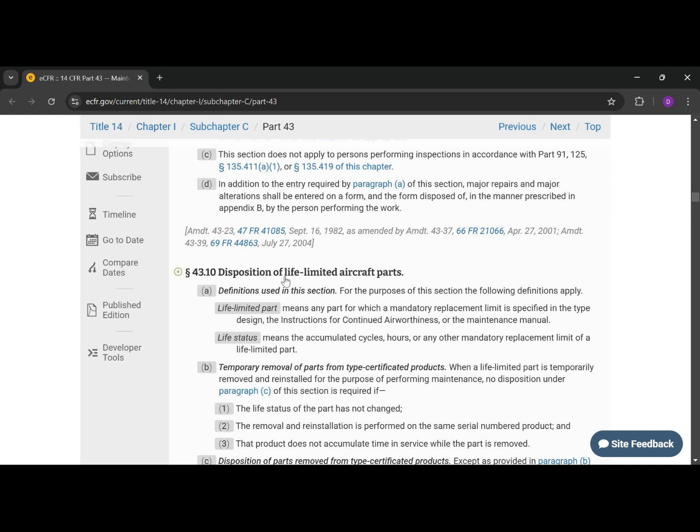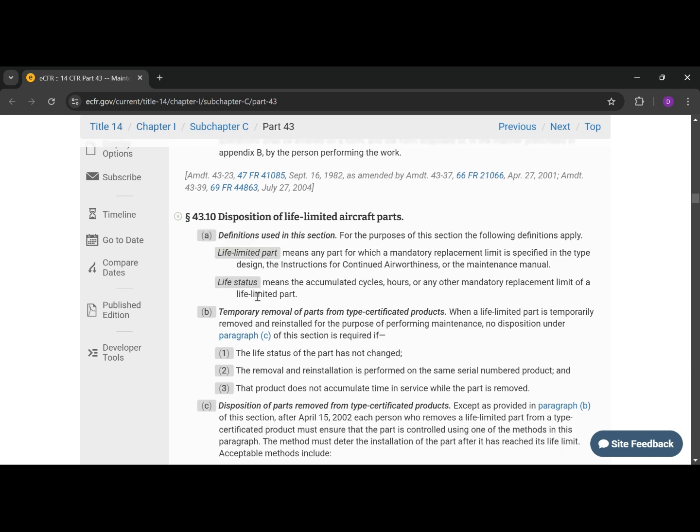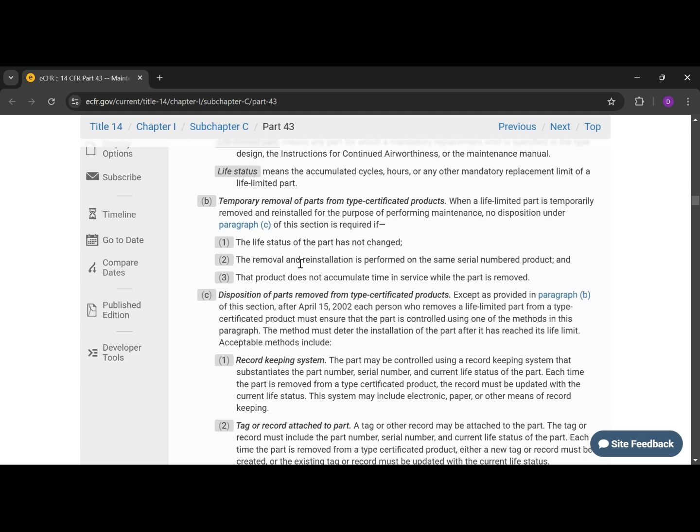43.10, disposition of life-limited aircraft parts. So now they're going to give some definitions here. A life-limited part means any part for which a mandatory replacement limit is specified on the type design, the instructions for continued airworthiness, or the maintenance manual. Life status means the accumulated cycles, hours, or any other mandatory replacement limit of a life-limited part.